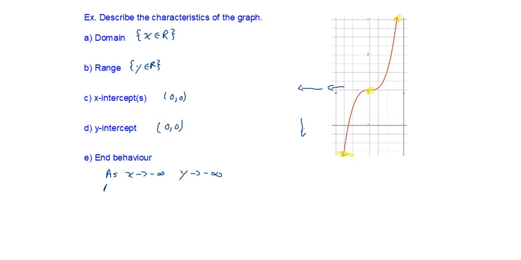And then the last little bit, what happens as x goes towards positive infinity? So again, as x gets infinitely large, we keep moving to the right. What's going to happen to the y values? Well, you can see that this arrow indicates that we're headed in the upwards direction. So y is going to approach positive infinity.